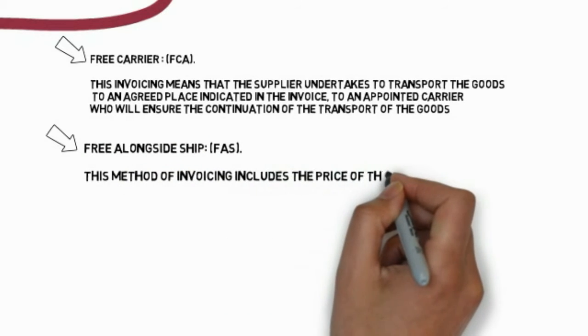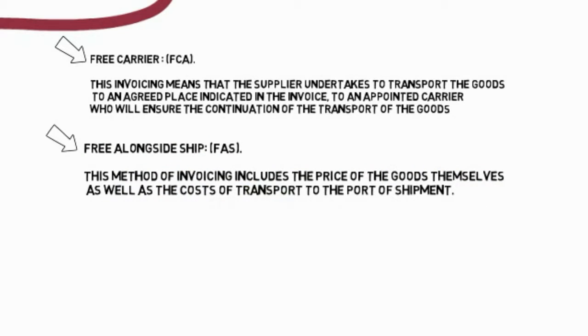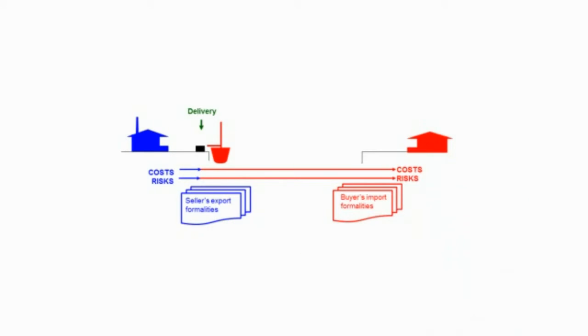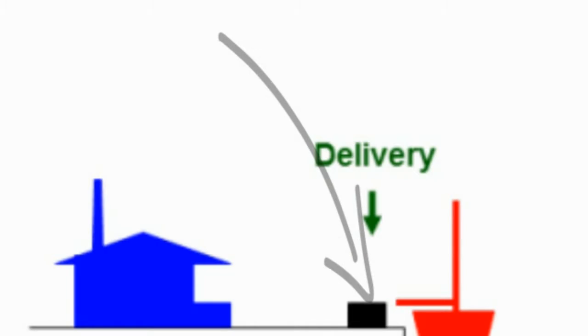Free Alongside Ship, FAS. This method of invoicing means that the amount mentioned in the invoice includes the price of the goods themselves as well as the costs of transporting the goods from the place of production to the port of shipment. In this case, the invoice must indicate the agreed port of shipment. This invoicing is only valid for goods transported by sea.